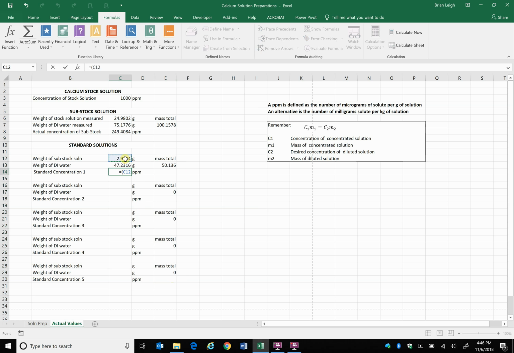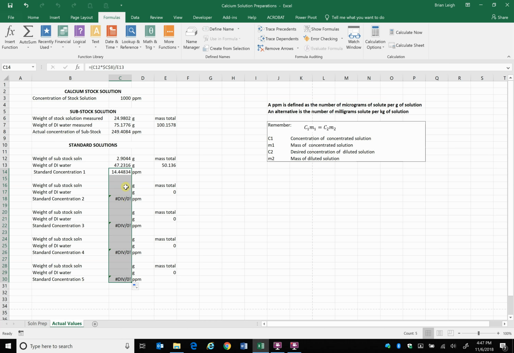Our ppm is simply 2.9 grams times the concentration of solution divided by the total mass of our system. So we got close to 15, not too bad. At this point, remember, we can propagate this all the way down, so it'll do it automatically for us. For the next system, actually, wait, we need to lock in this value here first. F4, boom. Okay, now we can drag it down.